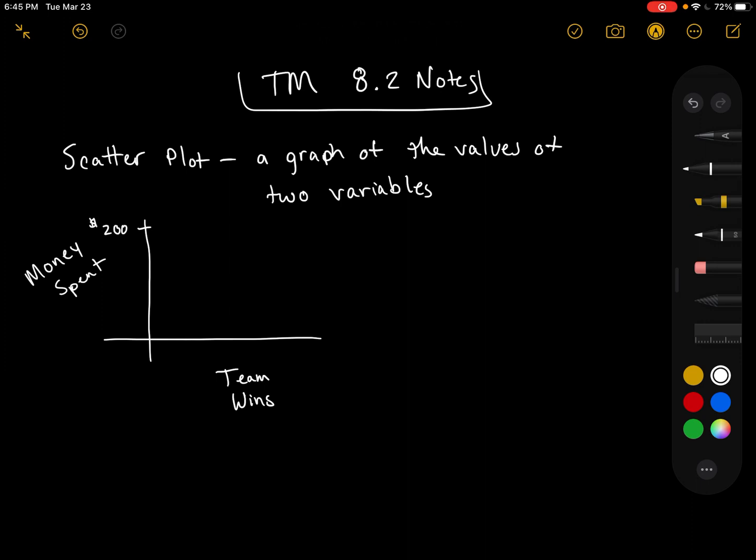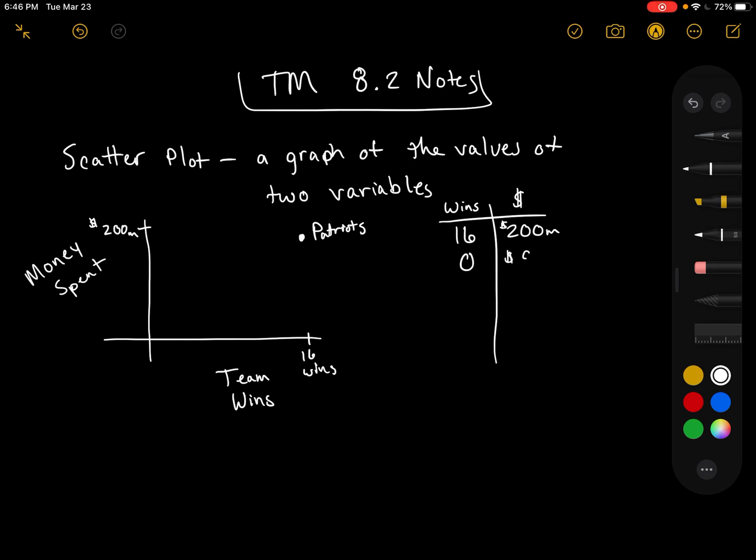So if you're looking at a team like the Patriots and they spend a lot of money every year, maybe they spend like $200 million, and based off of that, maybe they're going to win, they'll have their perfect season, they'll win 16 games. So here are the Patriots right here. And we can see that, and it'll be given in a table. So wins and dollars. So 16 wins and then $200 million.